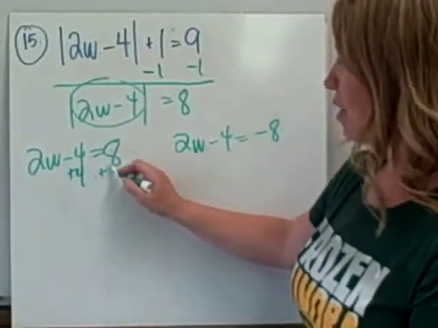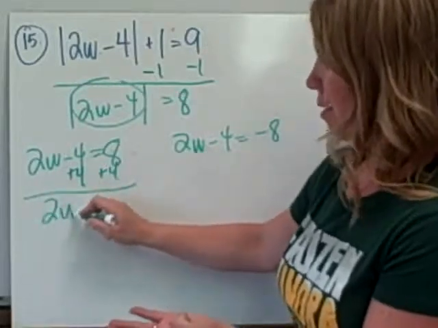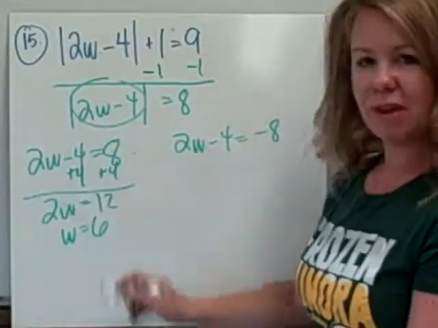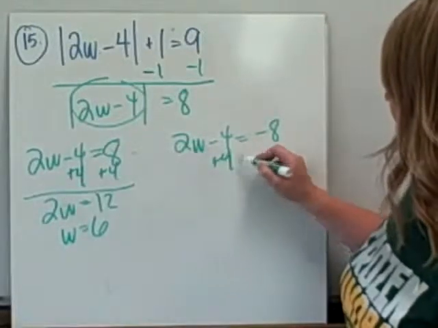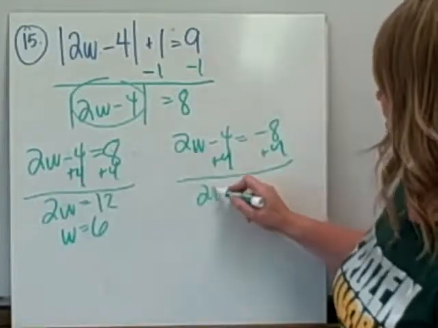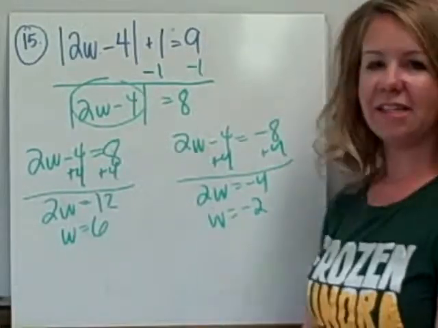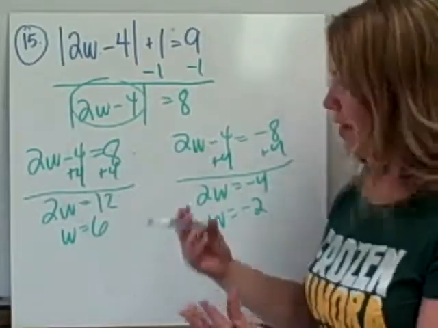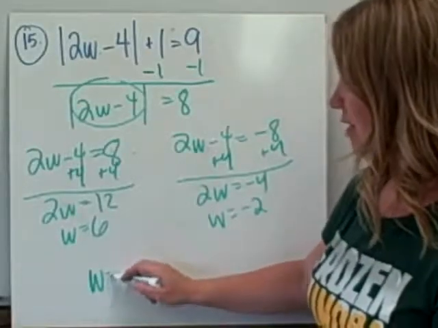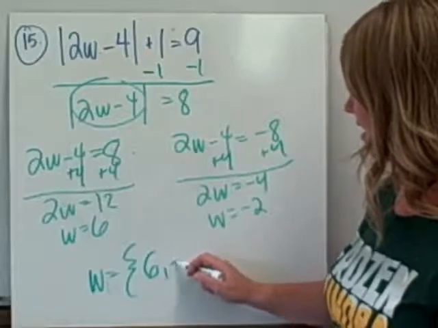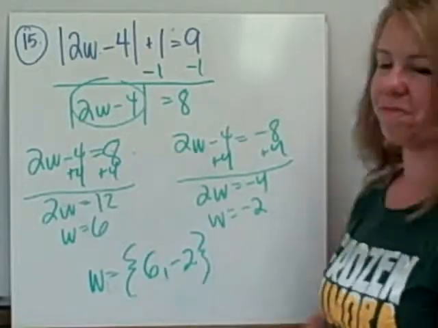As I solve my equation, just like I would in a normal type of equation, over here I get w equals 6. Over here I get w equals -2. And then don't forget your final answer is the solution set of putting both of those together. W equals 6 and -2.